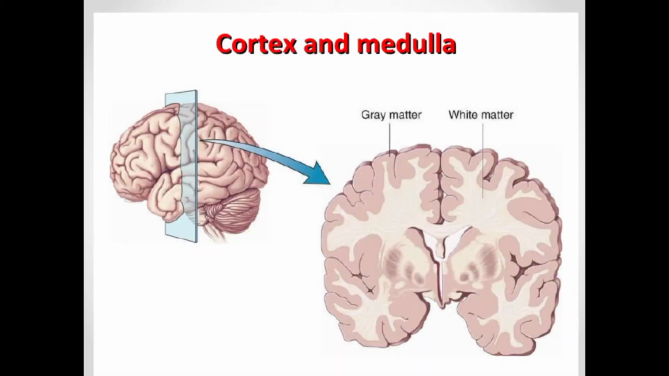So this is a cut section. When you cut the cerebrum, you look into two regions there. The center part is called the white matter and the peripheral part is called the grey matter of the cerebrum.